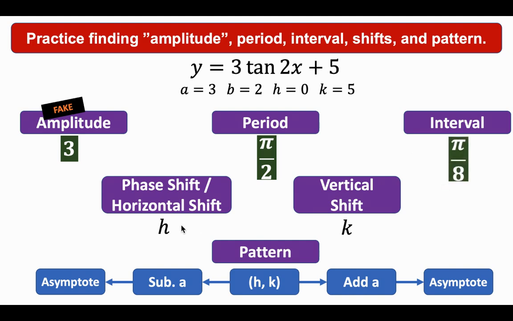Horizontal shift is just your H, so that's going to be 0. Vertical shift is just your K, so that's your 5. And then now I can start filling in my pattern, because once I find all these pieces, that's when I can start actually graphing this thing.